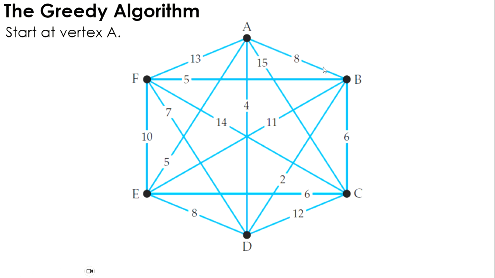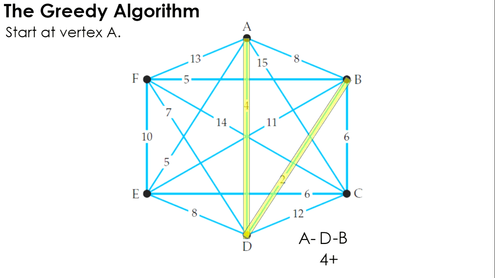Of course, we're going to pick the smallest weight, and the smallest weight here is A going to D, that is 4. After this, we identify the next route from D. D going to E is 8, D to F is 7, D to B is 2, and D to C is 12. Of course, we're going to pick D going to B. The weight of that is only 2.